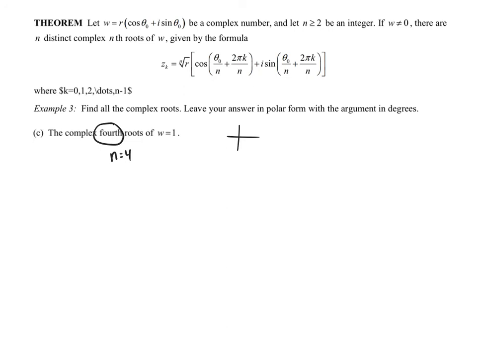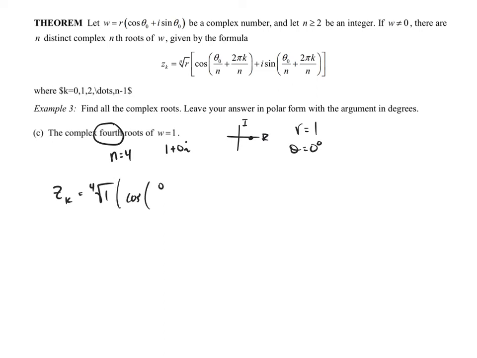So w equals 1, you can think about that as 1 plus 0i. If this is the real and this is the imaginary axis, then that's just going to be right here. And so the radius is going to be 1, and the theta is going to be 0 degrees.